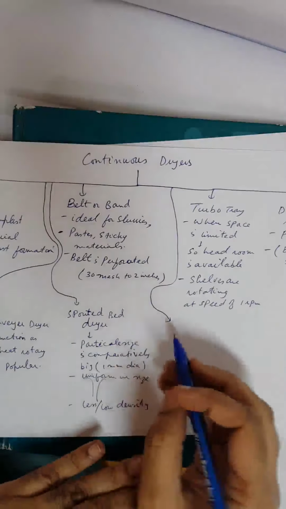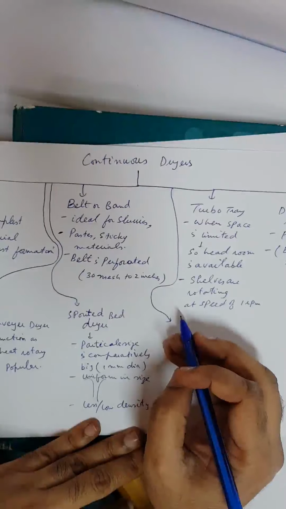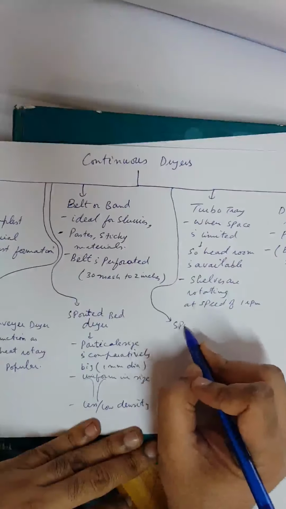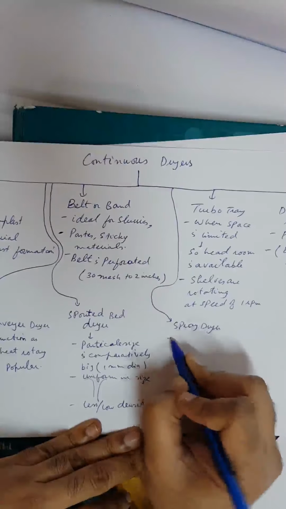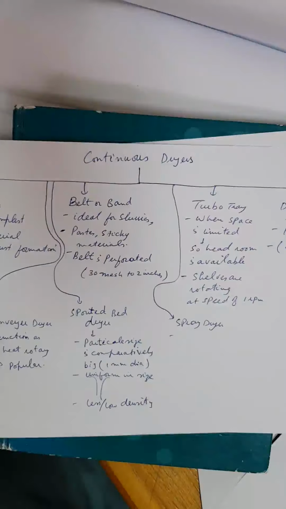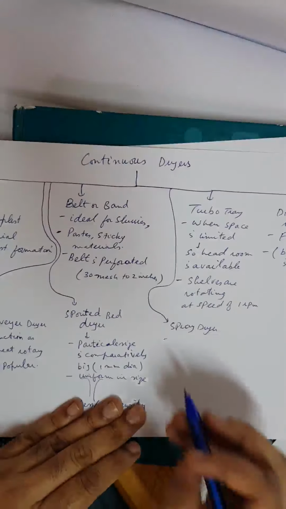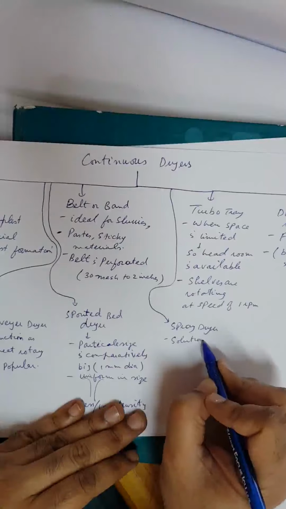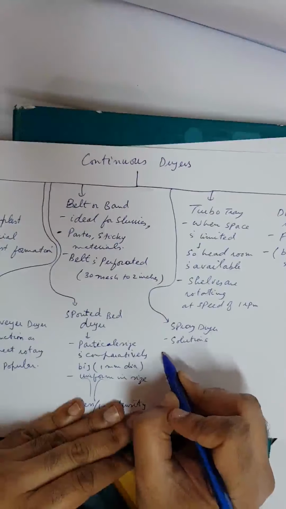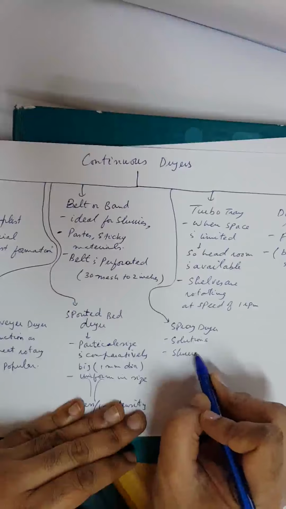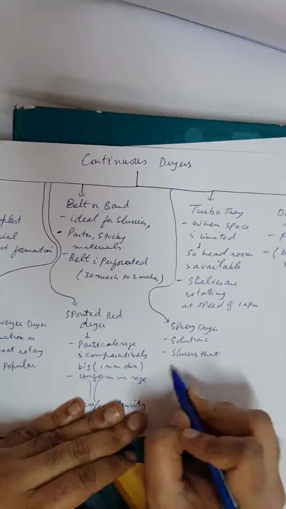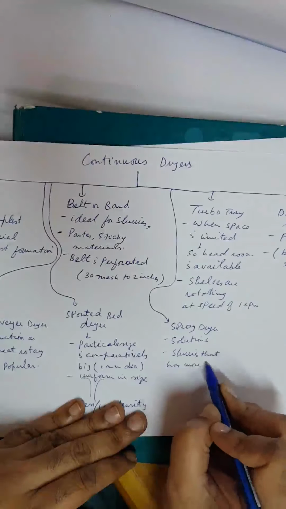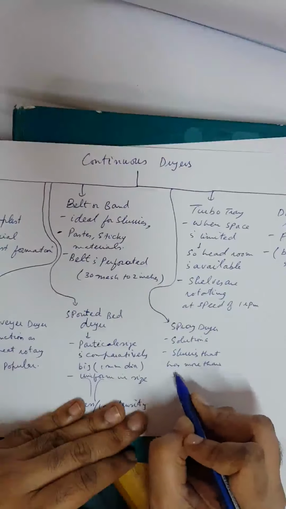The seventh one is called spray dryer. Spray dryer is mainly used for again solutions or slurries that have more than 50% moisture.